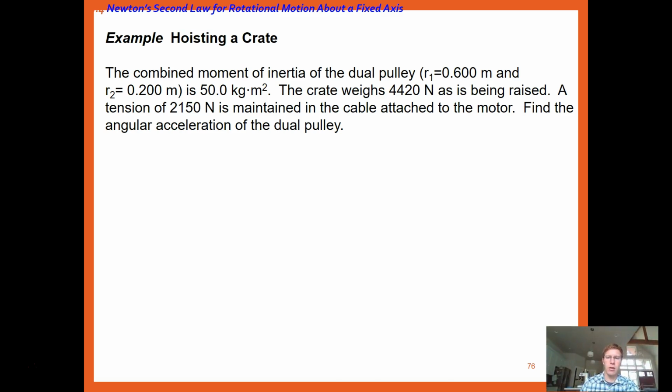Now you have a crate that has a weight of 4,420 newtons that you're trying to raise up using this dual pulley, and you have a motor that's able to generate a tension force of 2,150 newtons. So we're using this dual pulley, using mechanical advantage, to lift a heavy crate with a force that's less than half of the weight of the crate. And because of the dual pulley, we're able to cause it to accelerate upward. So the question then is, what is the angular acceleration of your pulley?